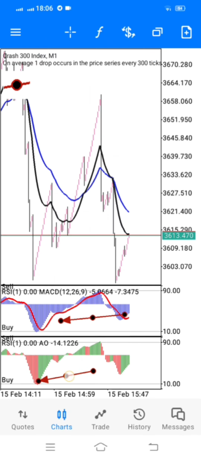Now we go and check boom 300. Same thing. So over here we have the first confirmation, level 90, crosses below level 0.